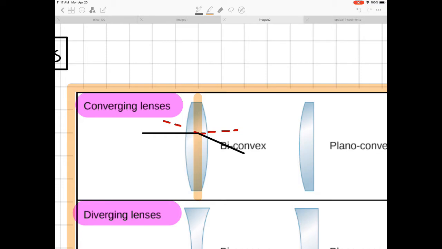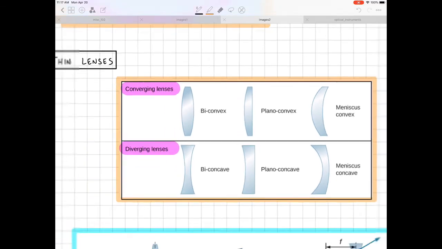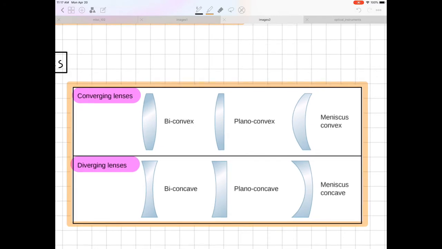So we've got two types of thin lenses. We have converging lenses and diverging lenses, and the particular shapes can be slightly different depending on how the lens was made, but typically the biconvex or the biconcave for the converging and the diverging, typically those will be the drawings or the shapes that we'll be using for converging and diverging lenses.